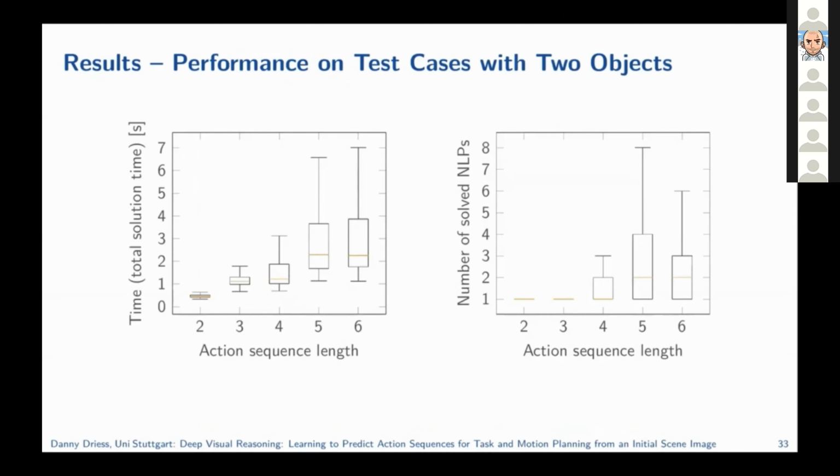The plot on the left shows the total solution time over the length of the action sequence. Even for sequence length 6, the median is only 2.3 seconds with an upper whisker of 7 seconds. The plot on the right shows the number of nonlinear programs that have to be solved. As one can see, most of the time the first proposed action sequence is actually feasible. This means that search can basically be eliminated, since the network knows by looking at the scene which action sequence to choose. For sequence length 1 and 2, the network has 100% accuracy, but also for sequence length 6, with a median of only 2 NLPs that have to be solved. This is really cool, I think.